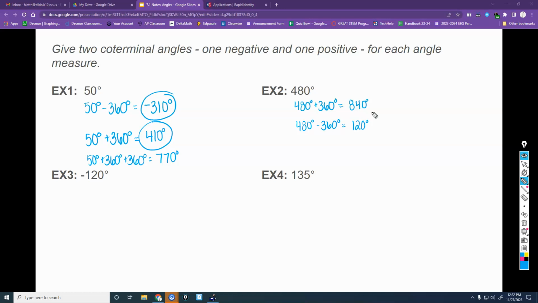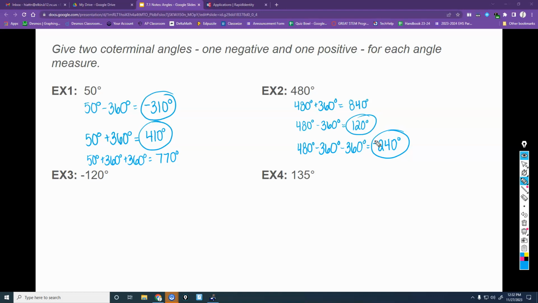If I want to get a negative angle, what am I going to have to do? Okay, minus 720. I have to subtract 360 twice. So I'd have to do 480 minus 360 minus 360, and if I do that, I'll get negative 240, I believe. So these are probably your most common answers. But 840 is correct. You could subtract 360 again and get another answer there.